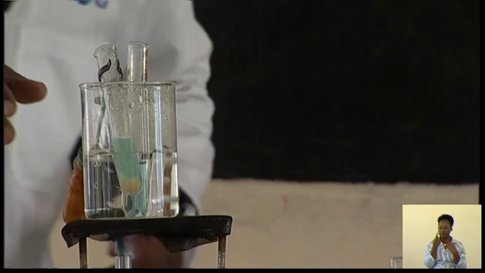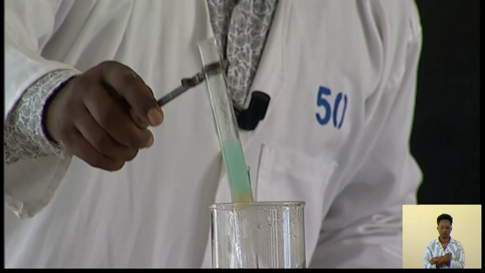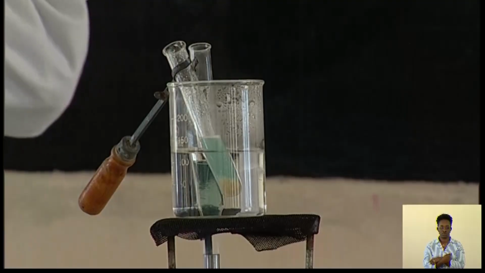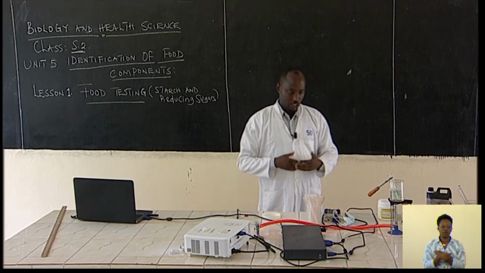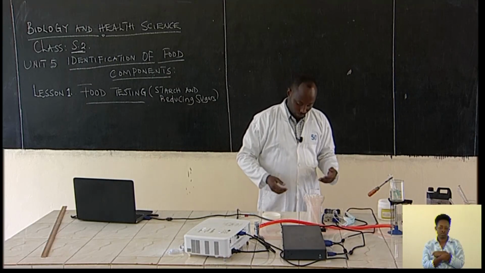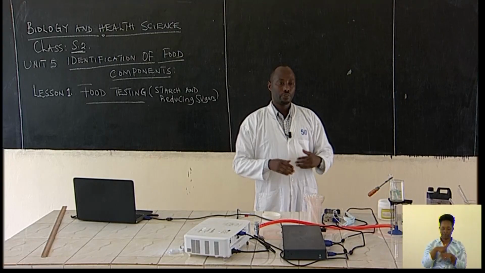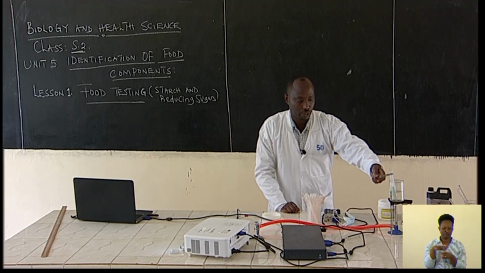Color changing is very important. That is the important thing, to see color changing, from one color to another color. That will show you that the food contains the presence of reducing sugars.